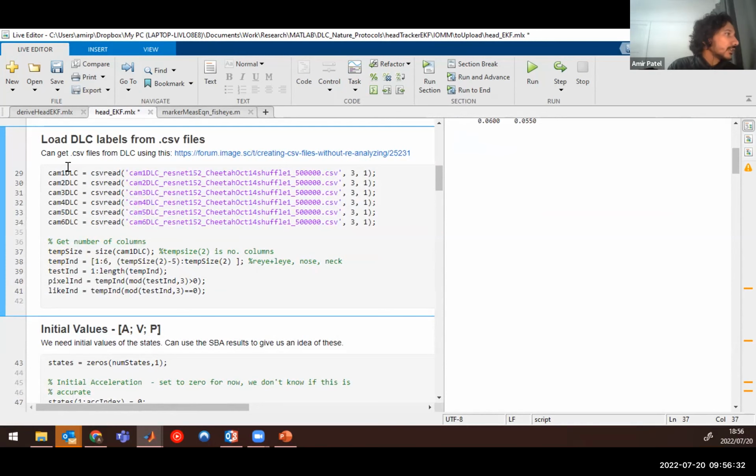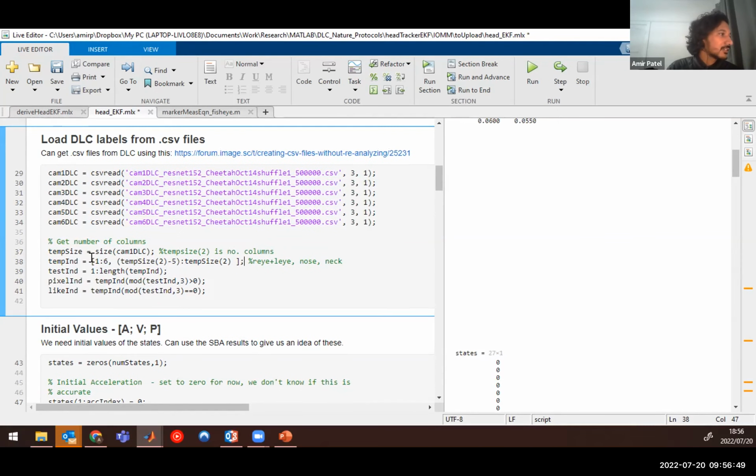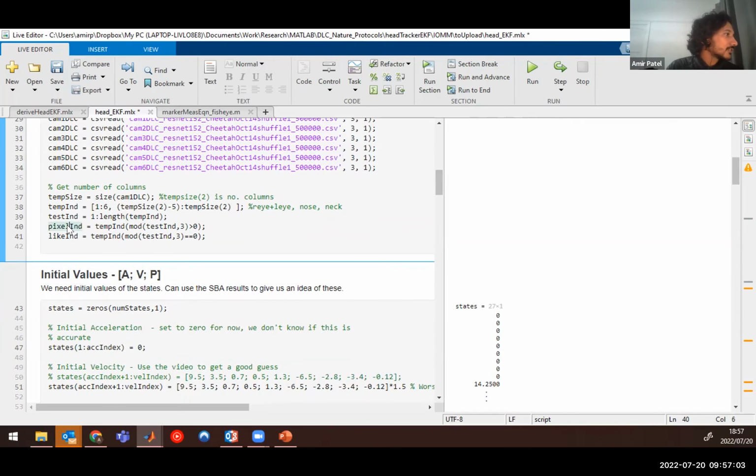Then we load in the DeepLabCut labels. There's a link there on how to convert the DeepLabCut output into a CSV, and this will read the CSV for you. This is a bit annoying. I wish there was a better way to do this, but you basically need to look at the columns and determine. For example, in my case, we're looking at the right eye and left eye, so that's column 1 to 6. And then we need the nose and the neck, and that's the ones at the end, from number 5 to the end. What this does is it calculates where the pixels are that give me a vector, and where the indices of the likelihoods are. So that's the likelihood index.